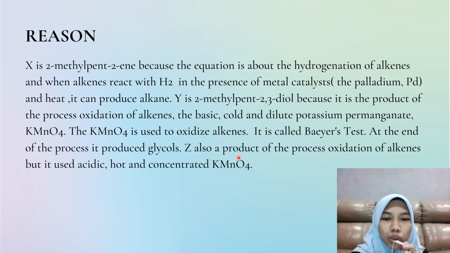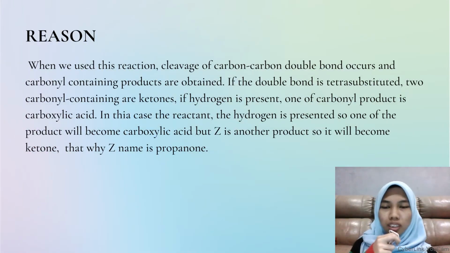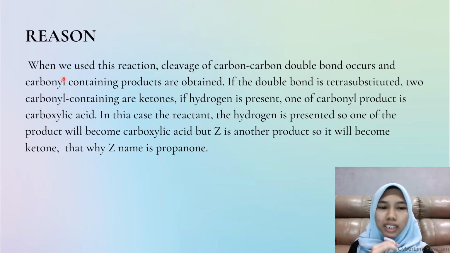Z is also a product of the oxidation of alkenes, but it uses another condition, which is acidic, hot, and concentrated potassium permanganate. So let's look at more detail how we get Z.